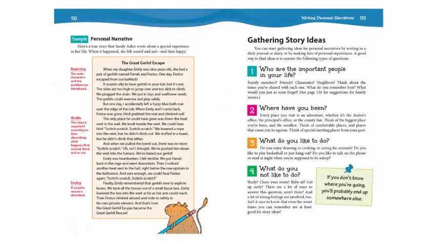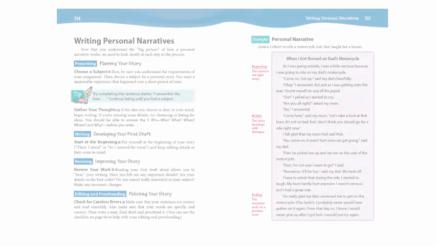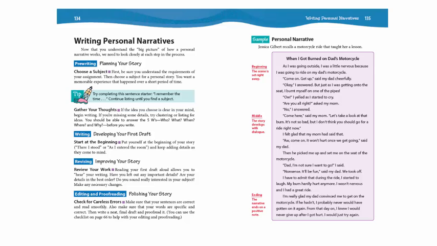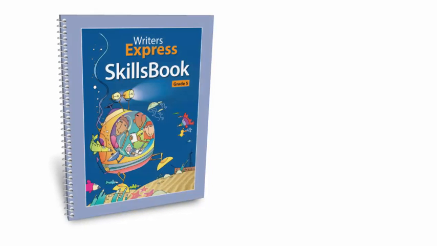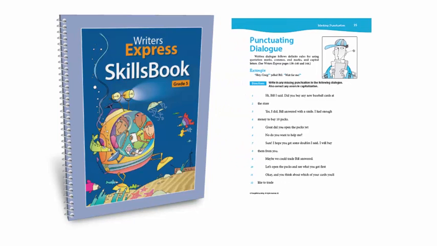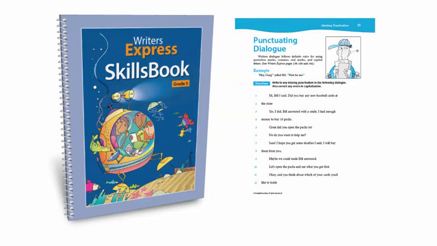In their handbooks, students get to read a sample personal narrative, learn about gathering story ideas, and write a personal narrative using guidelines for pre-writing, writing, revising, editing, and proofreading. As my students are editing their personal narratives, I want them to dig in a little bit more deeply on conventions. So I turn to the Writer's Express 5th grade skills book and have them complete the activity Punctuating Dialogue.